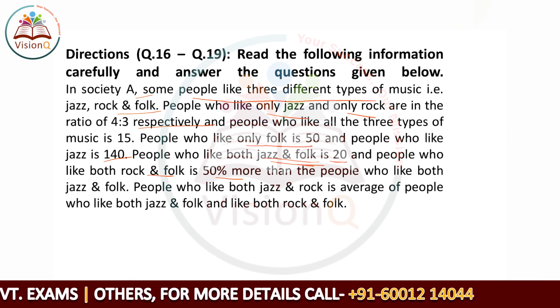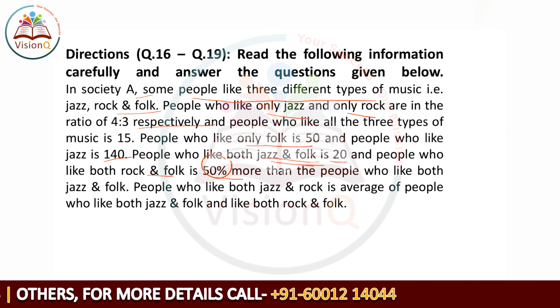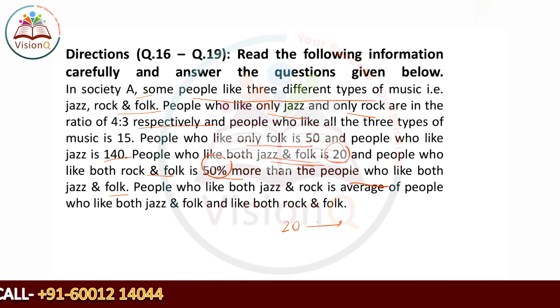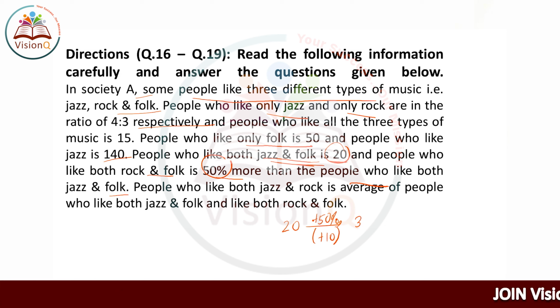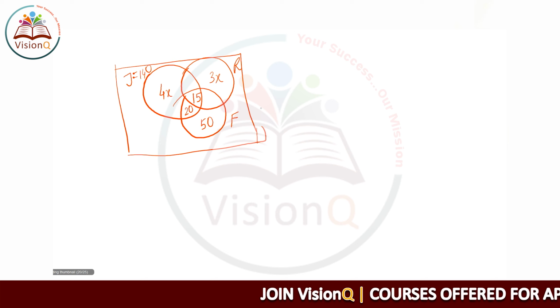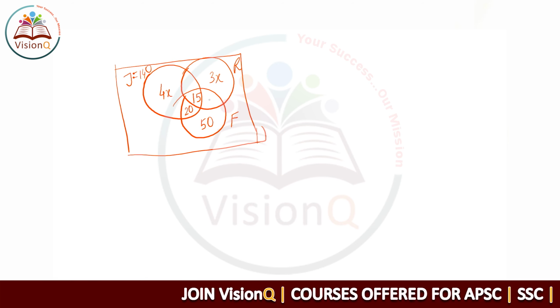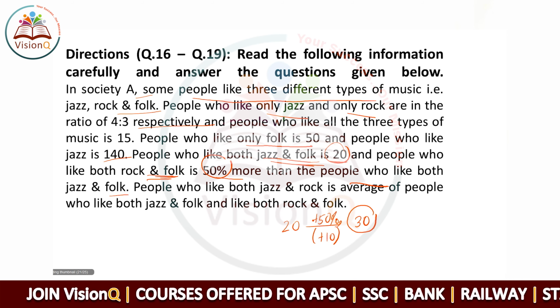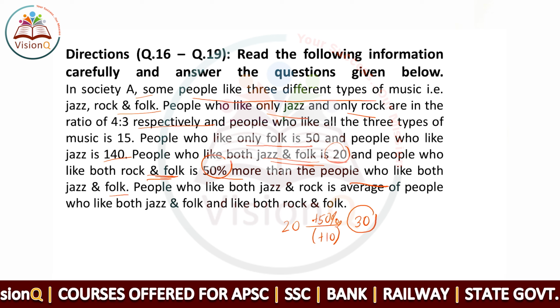And people who like both rock and folk music is 50% more than people who like both jazz and folk, which was 20. So if I increase 50% from 20, now 50% of 20 is 10. So if I increase 10 from 20, it becomes 30. So this value is for those people who like both rock and folk music. So this value is 30. So till now I have used all the information given in the question.